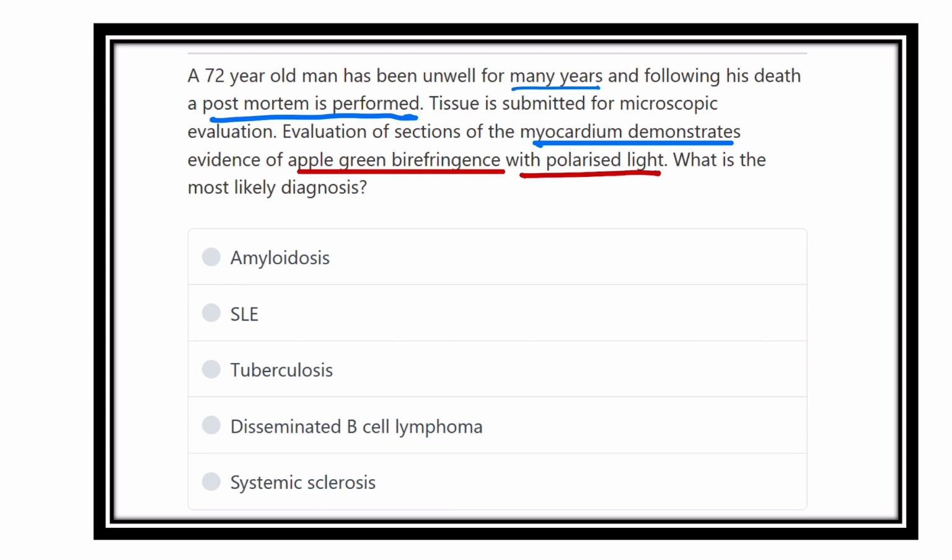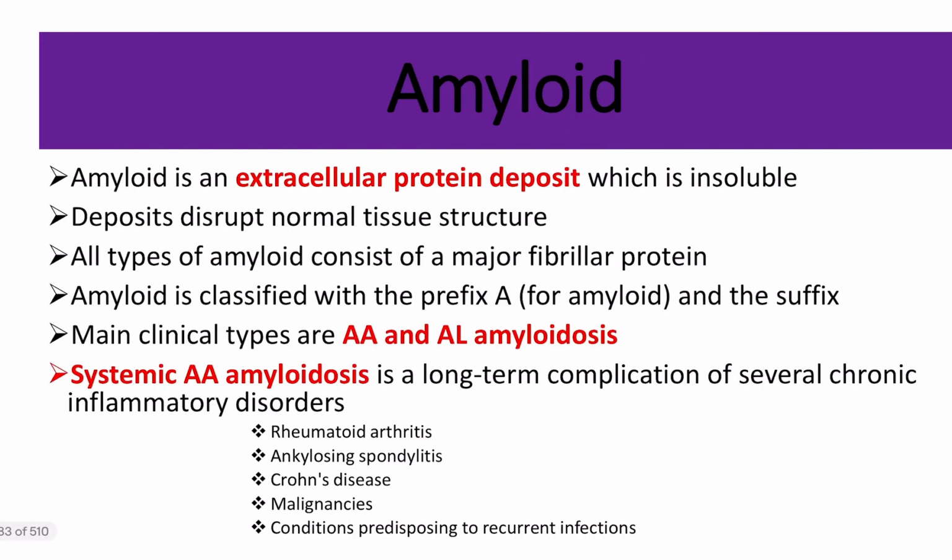So a patient, a 72-year-old man suffering from disease for many years, after his death, postmortem is done, and histopathological examination shows there is apple green birefringence with polarized light. So what is this? Apple green birefringence with polarized light is the diagnostic feature for which of the following diseases? Here the options are amyloidosis, SLE, that means systemic lupus erythematosus, tuberculosis, disseminated B-cell lymphoma, systemic sclerosis. First of all, let's see the amyloid.